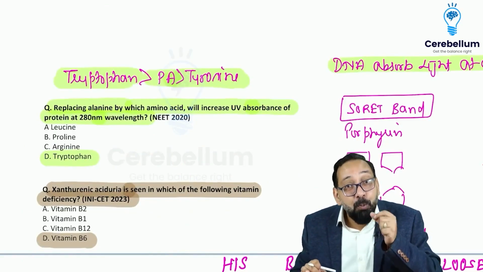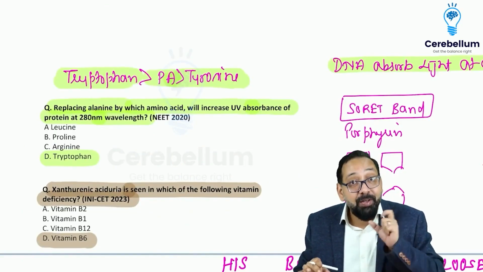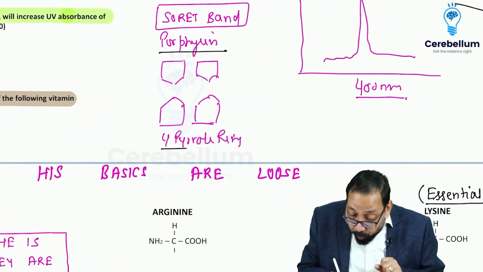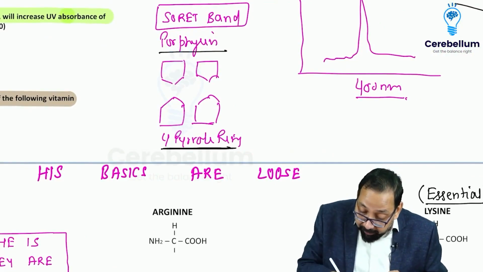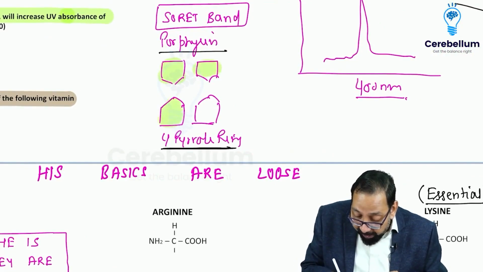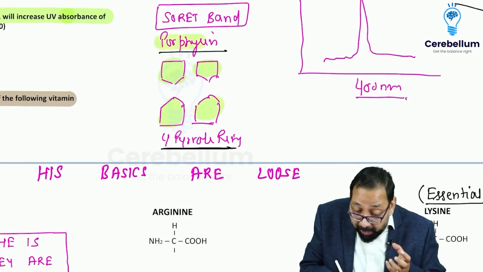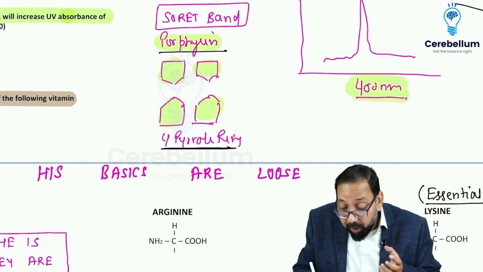And porphyrias, or the porphyrin ring. Porphyrin rings have four pyrrole rings. How many rings does a porphyrin ring have? Four pyrrole rings. So the mnemonic is four pyrrole. So porphyrin absorbs light at around 400 nanometer.